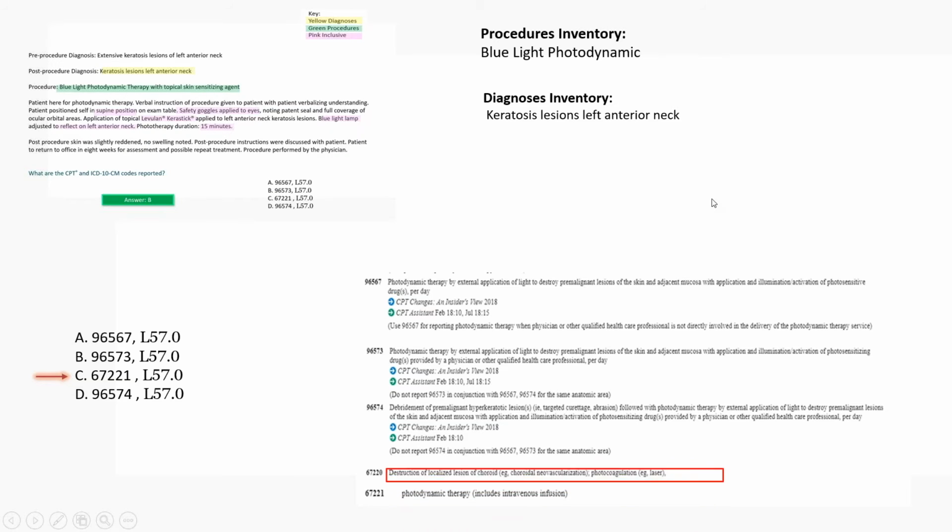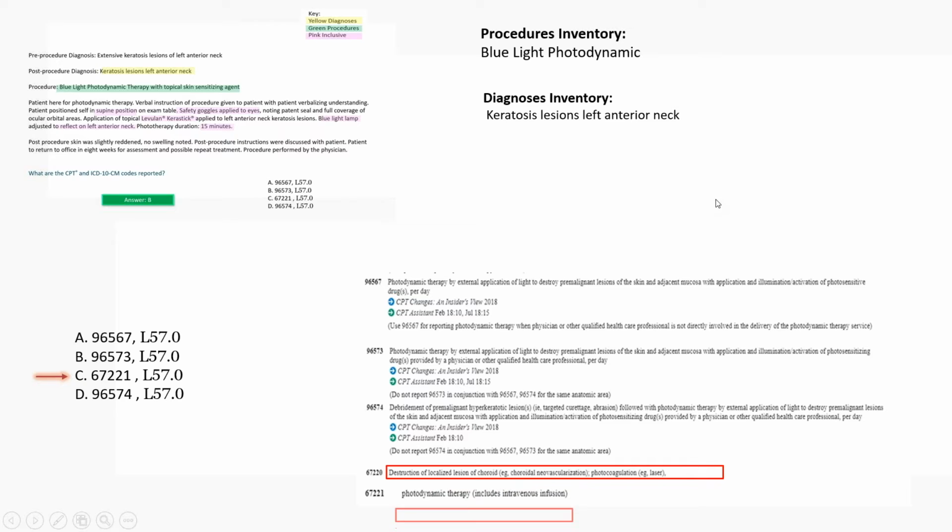67221, which is coding for destruction of lesion of choroid, photodynamic therapy. Now this is particularly for the destruction of a localized lesion which is present on the choroid, which is in the eye. So we are not coding for the eye here. Option C is the wrong one.